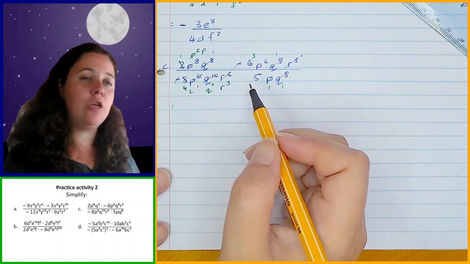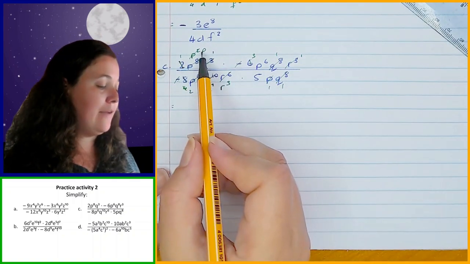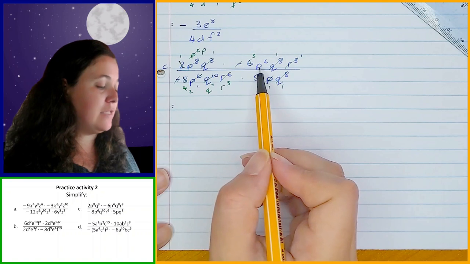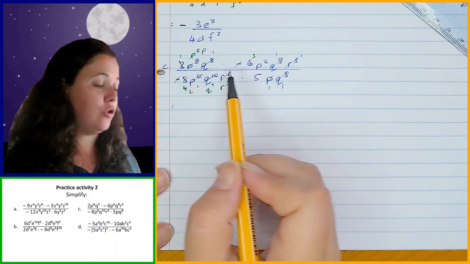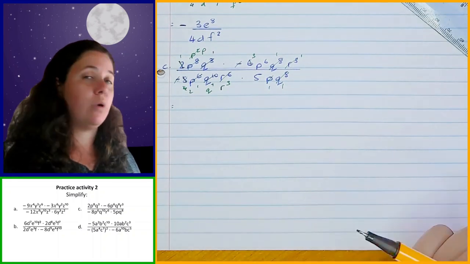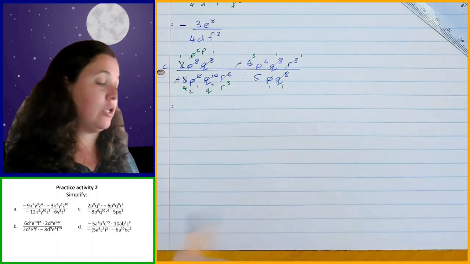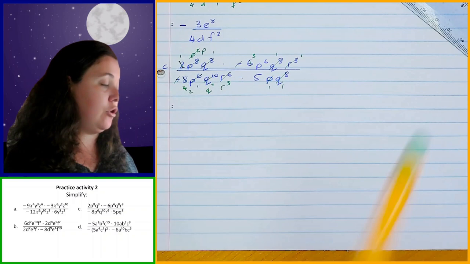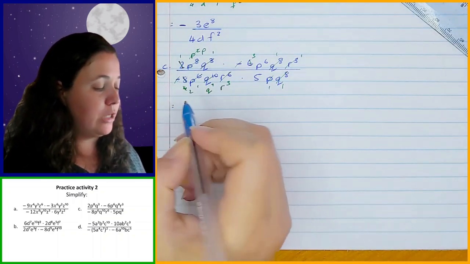Now, I want you to take note over here. I've got a p left over there, and I've got p to the power of 6 over there. I can't do anything with those because they are both in the numerator. I can't cancel them out. So what I'm going to do now is end up multiplying them together because they're both in the numerator. Okay, so now we're going to go and simplify.